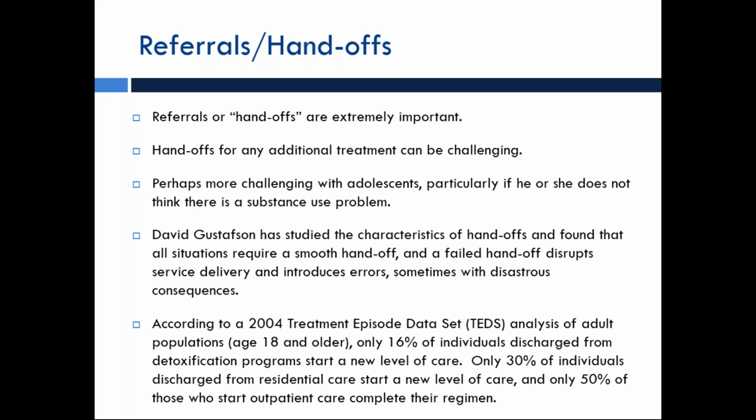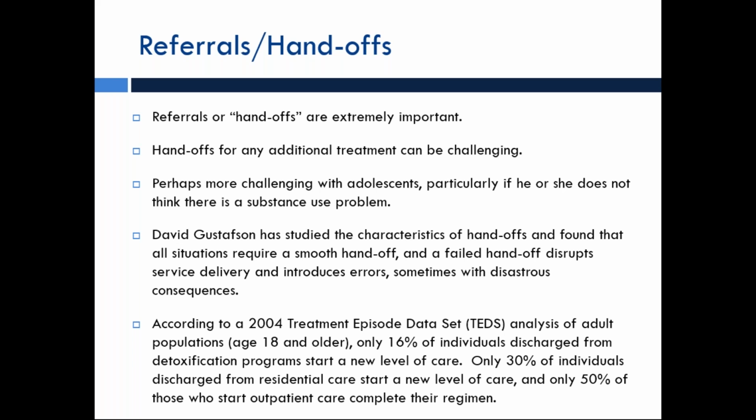Data on referral patterns for adolescents is lacking in the literature. However, recent national data provide information on referral sources for adolescents entering substance abuse treatment. Let's go back to the TEDS data, the Treatment Episode Data Set. In a 2004 data set of adult populations, those aged 18 and older, only 16% of those discharged from a detoxification program received a new level of care.